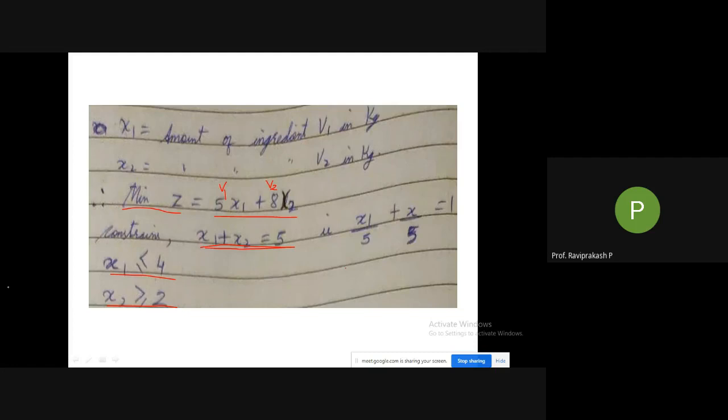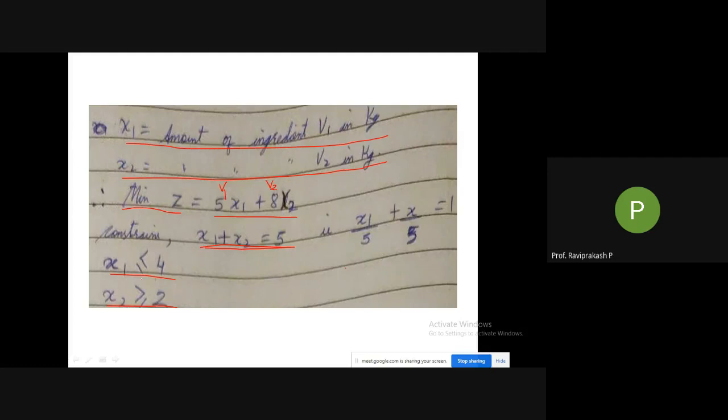And also don't forget to mention this x1. What is x1? What is x2? As I did it here, I just underlined it. So x1 is equal to the amount of ingredient v1 in kg, and x2 is the amount of ingredient v2 in kg. So this part you need to assign. Always don't forget, otherwise we will not get to know which is x1 and which is x2.